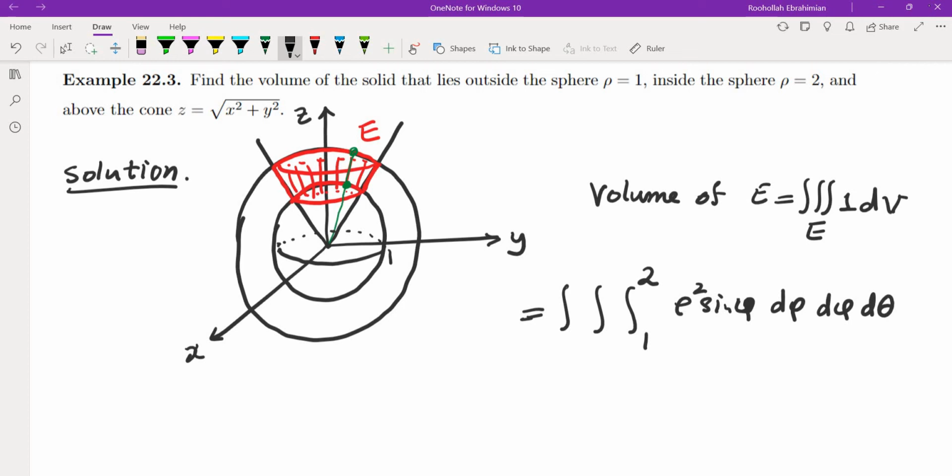Phi would go from, so what's the smallest value of phi? It is on the z-axis, and what's the largest value of phi?